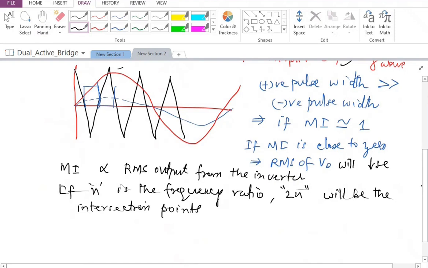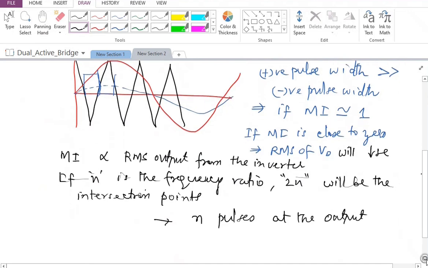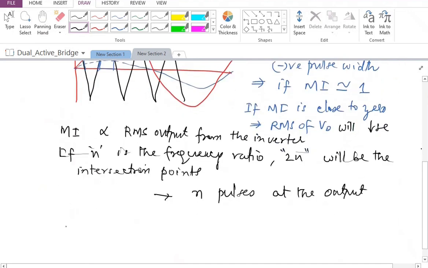And if there are 2n intersection points, every pulse goes from positive to negative or negative to positive during every intersection. So there will be n pulses at the output. You can say either n positive pulses or n negative pulses. So there will be n pulses at the output.